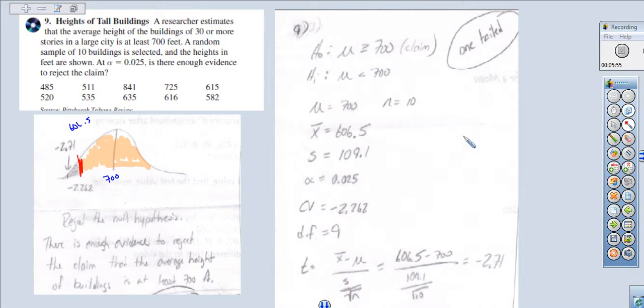One-tailed, once again, why is it one-tailed? Because we're looking at the other end of the spectrum. We only want to see what happens on one side. We don't care about the other way because we have established a claim.